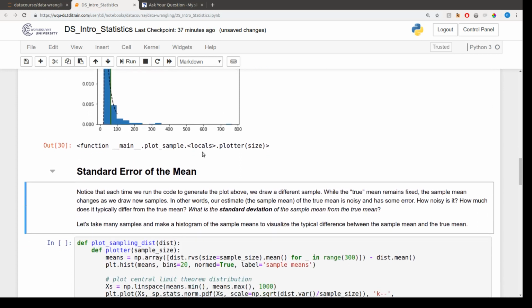And that average error is called the standard error of the mean. This is a special type of standard deviation. A standard deviation is the average difference between two random quantities. So if we ask what the standard deviation, the average difference between the sample mean and the true mean is, that standard deviation is called the standard error of the mean.